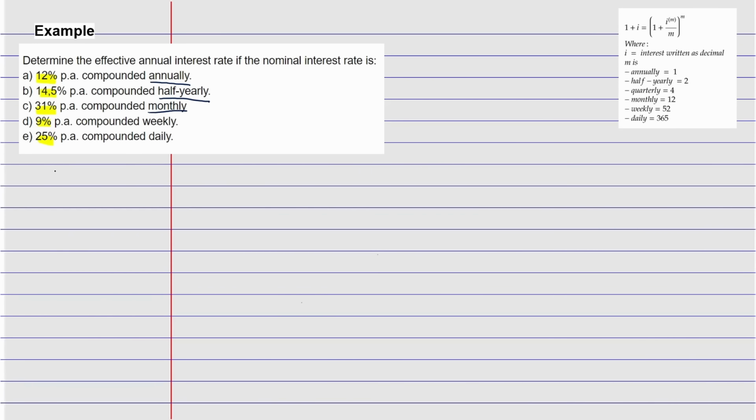So now we're going to do D, right? With D, we see the fact that i to the power m, which is the nominal rate, is given as what?